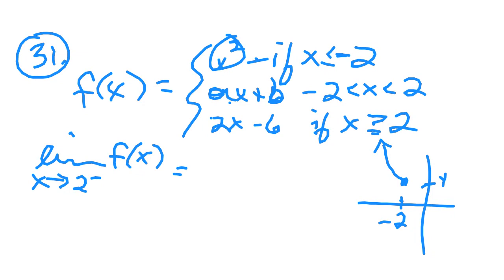And then what's the right one? 2x minus 6 if x is greater than or equal to 2. So if I plug in 2 there, that's a polynomial as well, right? So I can plug in, that's 4 minus 6, which is negative 2, which is here. And then that's a line with slope of positive 2, right?